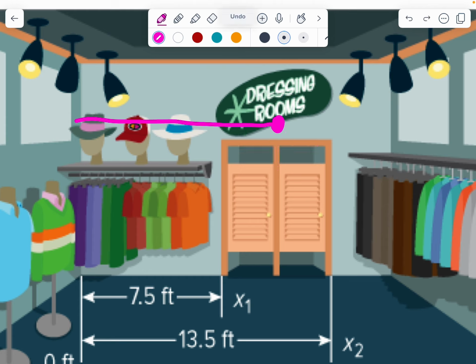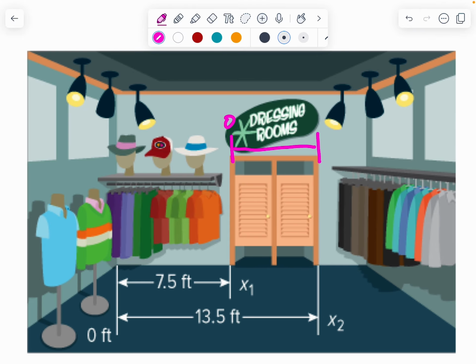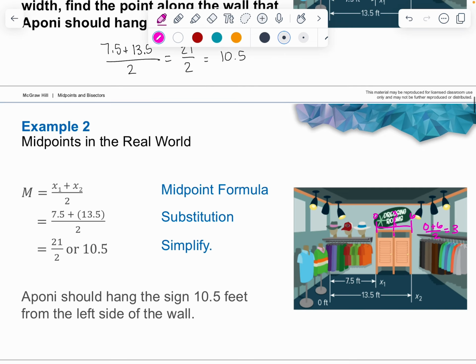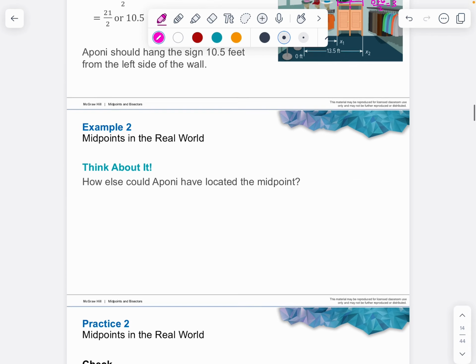Other ways, I would have counted this as 0, and I would have measured over to here. Because the difference between there is what, 7.5 to 13.5? How much bigger is that? That's 6 feet. So I would have done the midpoint of that. I would have done 0 plus 6 divided by 2 and found that it's 3, and I would have measured over 3 feet exactly and hung it up that way. So I would have found a midpoint that way.